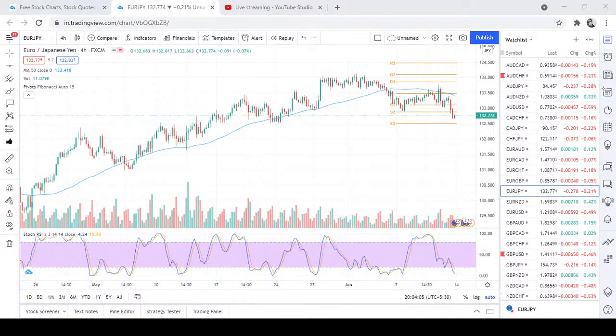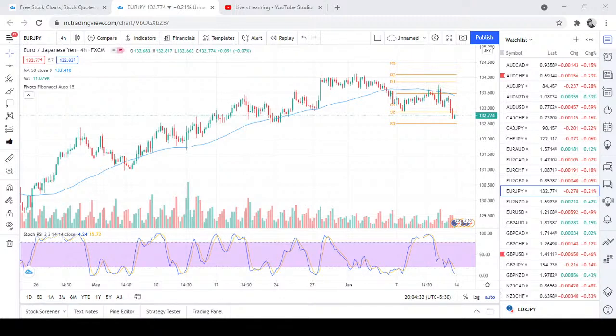So until and unless we get an inverted V formation or V pattern, we cannot consider this a trend reversal. So what should be a strategy then? The strategy looks complicated, really complicated to me, because previously we can see that the market was very bullish, beautifully going up, sweetly going up, taking support at the 50 moving average.